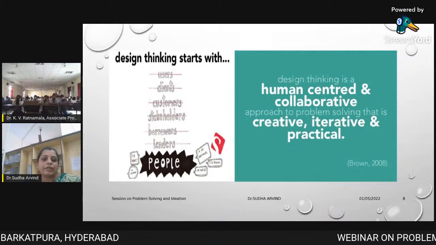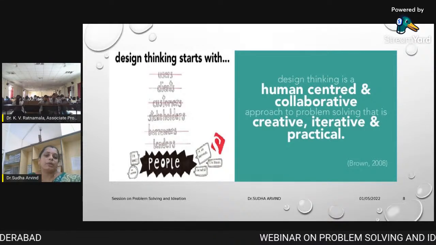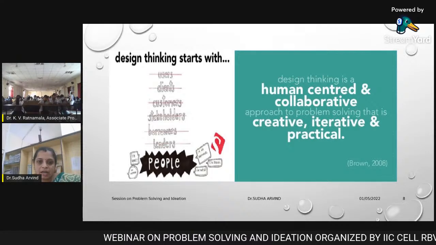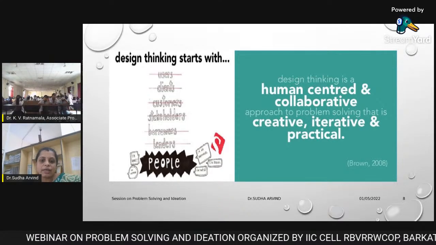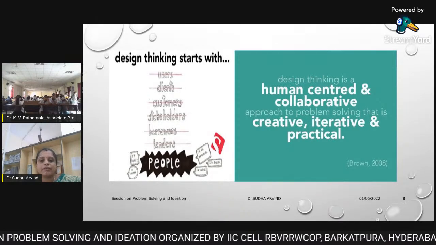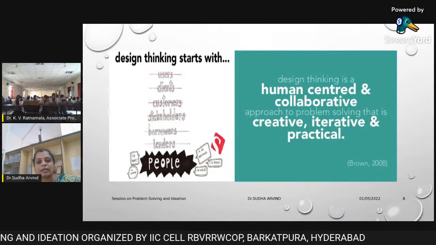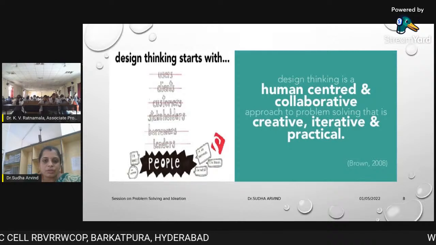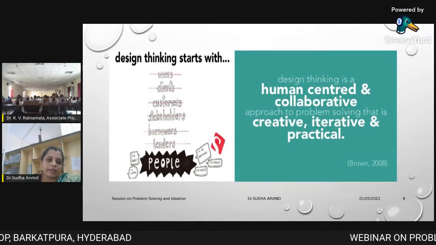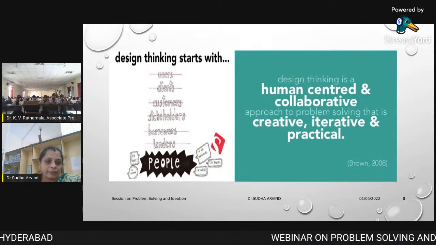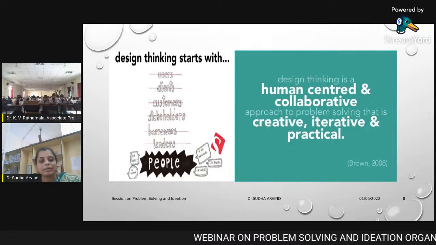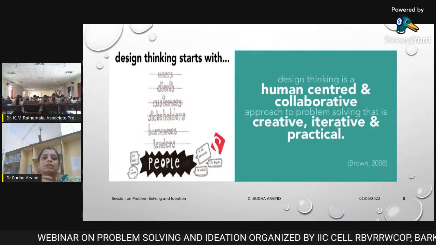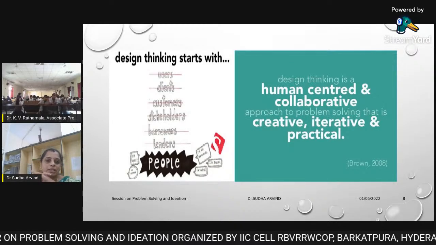So you have to identify the problem, and you should go to the people. It is totally people based, and it is based on empathy. Empathy is the first step involved in design thinking. So what is that empathy? You should go to the people, approach them and ask, like the example I have given, for feedback. After coming out with the product, you go and ask for suggestions, like how the product is.